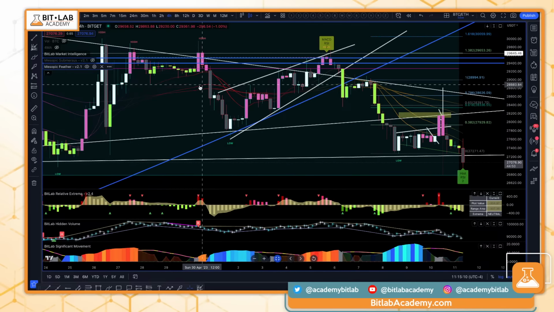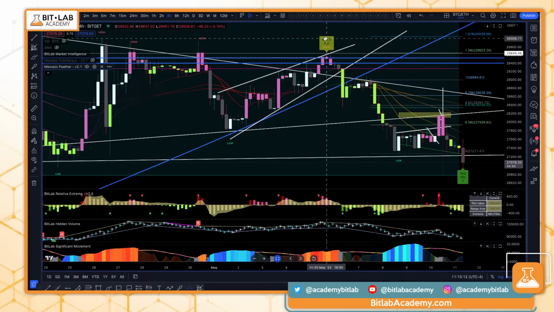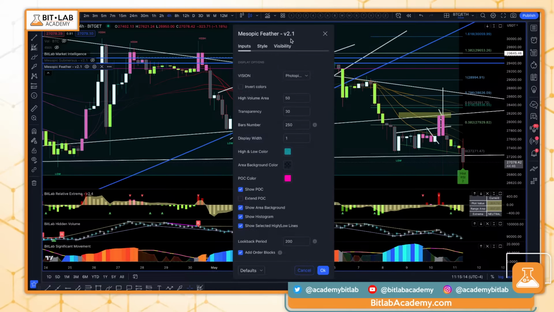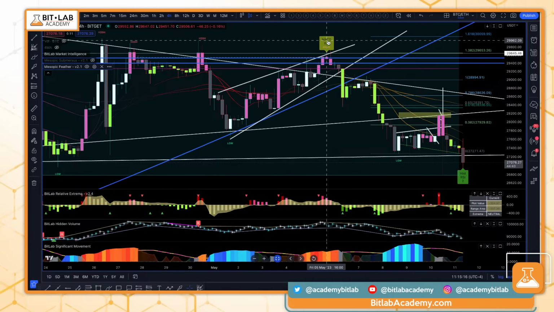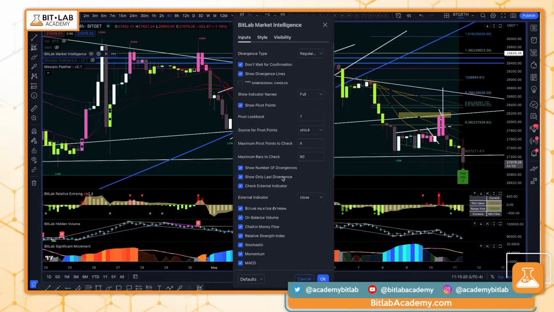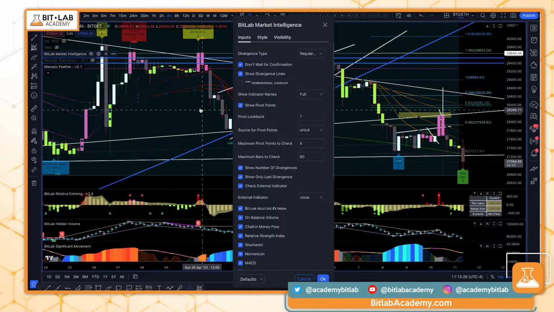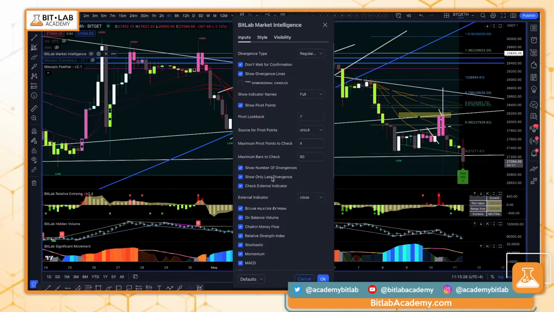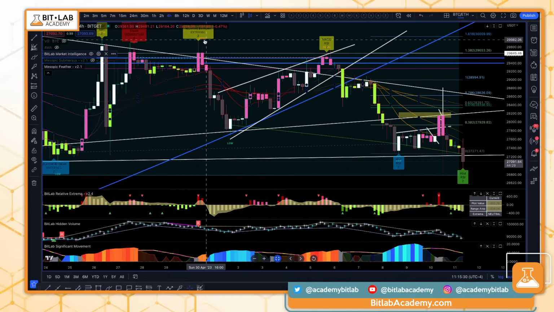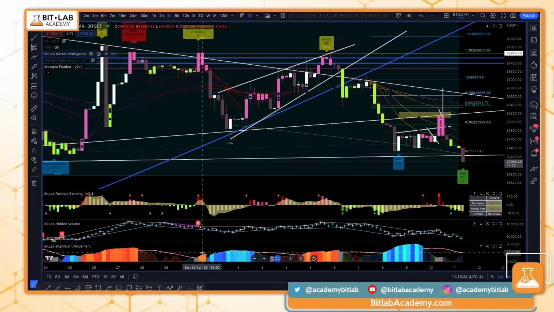Bearish divergence. Let's go ahead and turn on the BitLab Market Intelligence. Okay, turn on all. If you want to show all of the divergences, you have to turn off the show. I like to leave this on so it only keeps my chart clean, but you can turn this off and it shows all the divergences. Look at this. Bearish divergence, unhealthy move, pink candles, and red flash on the significant movement, clear signal.